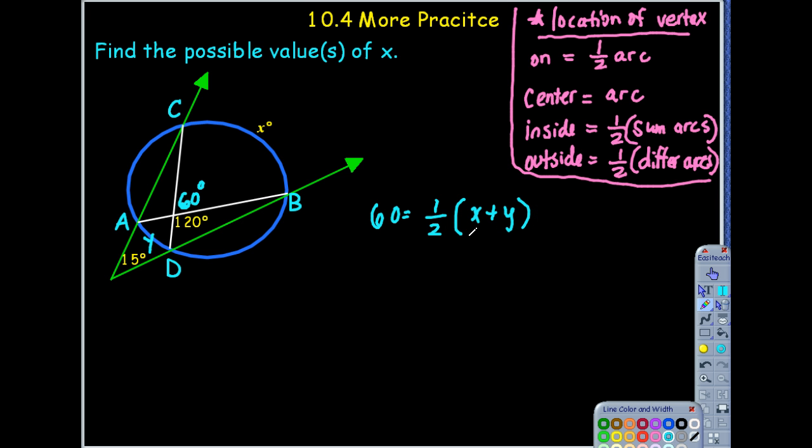Okay. Now, here's the issue I'm seeing. I see an equation with two unknowns. So that means I need another equation, right? But we have another piece of information. This angle that's outside.